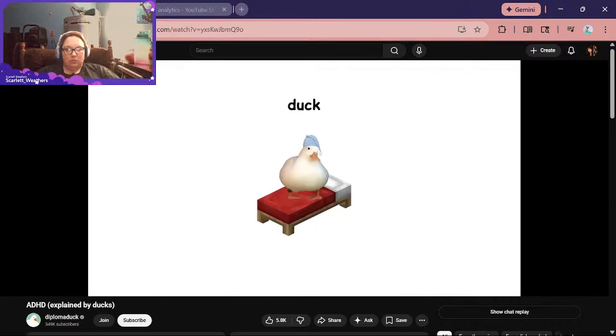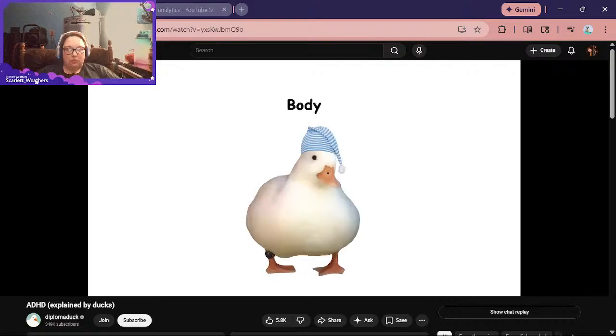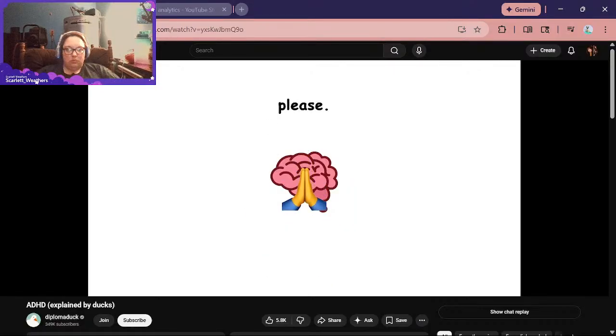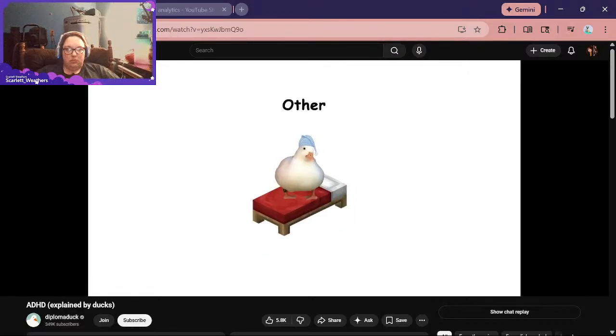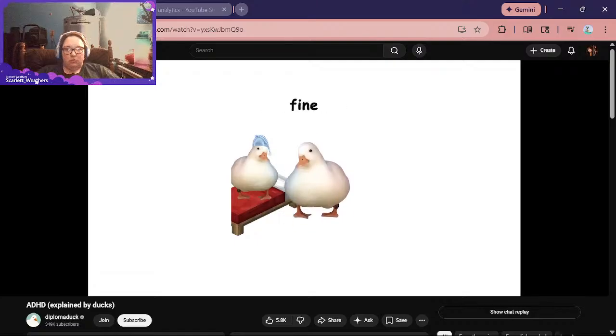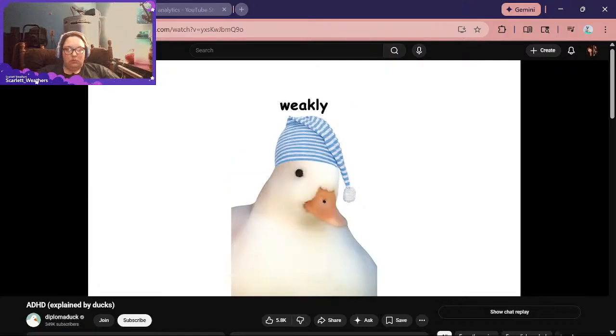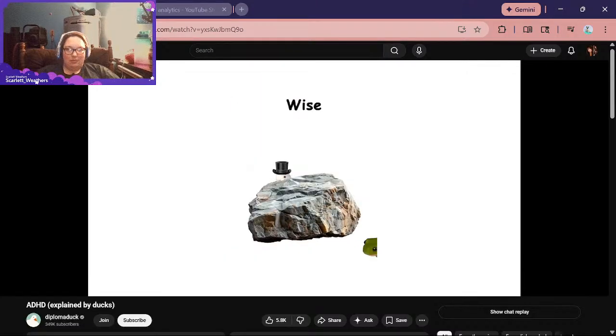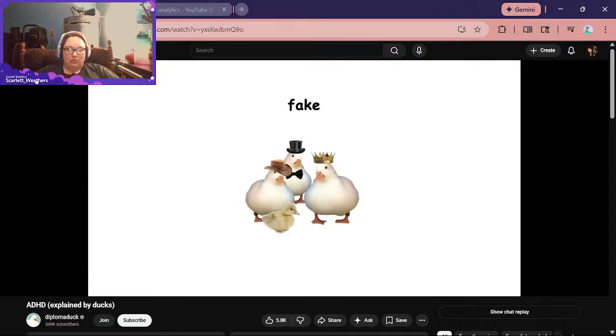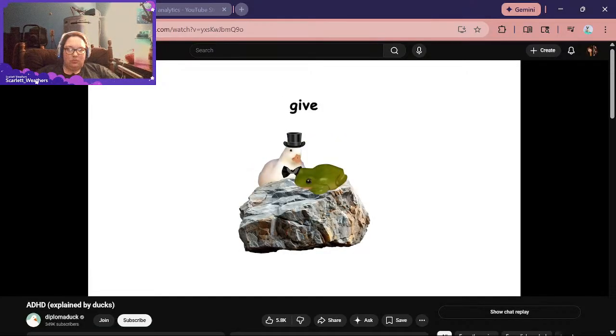Next morning, duck tries to flap out of bed. Body says no. Brain says please. Nothing moves. Other ducks say, but you seemed fine yesterday. Duck smiles weakly, screams inside. Wise frog says, you can only fake flap so long before your wings give out.